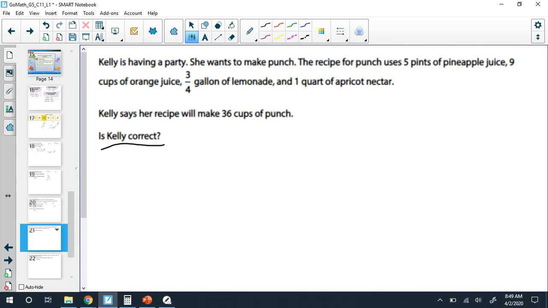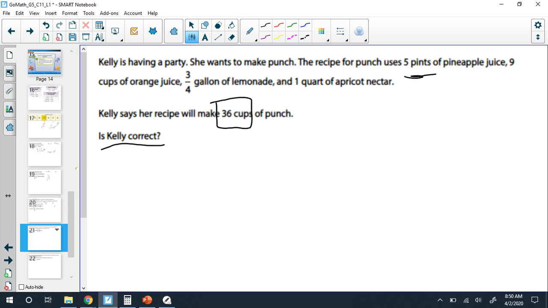Kelly says her recipe will make 36 cups of punch. Is Kelly correct? Right, so that's our question. What we need to figure out is, will all of these ingredients together equal up to 36 cups of punch? Now, we can do this a couple of different ways, but because it's giving us the answer in cups, we can just go ahead and work with that idea. So we can just change all of these other numbers to cups, add them together, and figure it out.